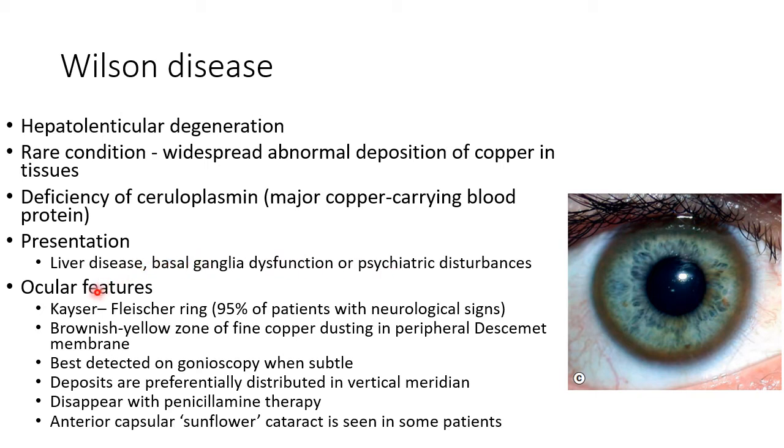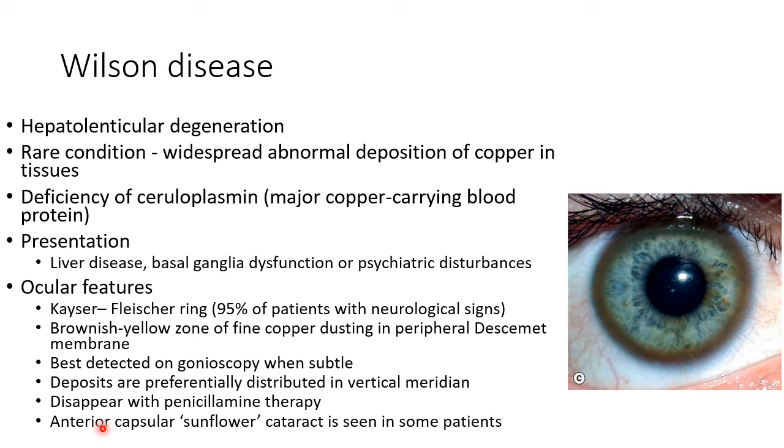Now let us discuss the ocular features of Wilson disease. The key ocular feature of Wilson disease is Kaiser-Fleischer ring, which is seen in 95% of patients with neurological signs. In Kaiser-Fleischer ring, there is brownish yellow zone of fine copper dusting in peripheral Descemet membrane, as you can see in this picture. It is best detected on gonioscopy when subtle. The deposits are preferentially distributed in vertical meridian and they disappear with penicillamine therapy.